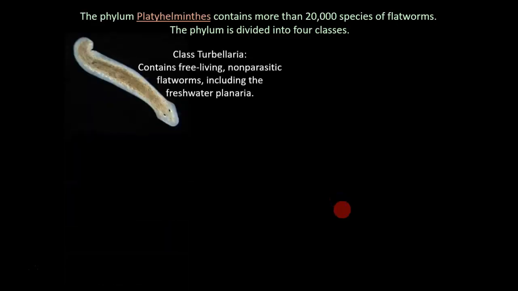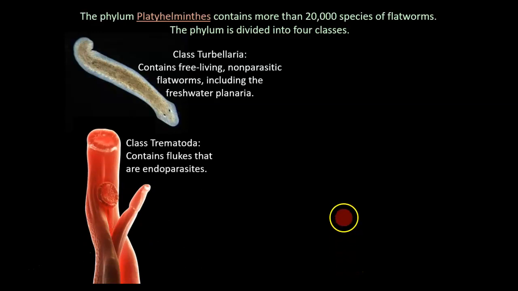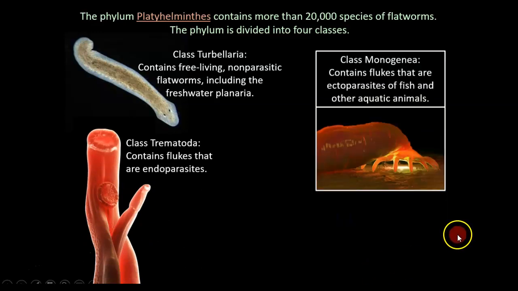Now, very big overview, and this is the last slide, of Platyhelminthes. Realize you could take an entire class just on this one phylum, so I am going kind of quickly. I'm just giving you a very basic overview here. But the phylum Platyhelminthes contains more than 20,000 different species of flatworms. But there's 4 different classes.